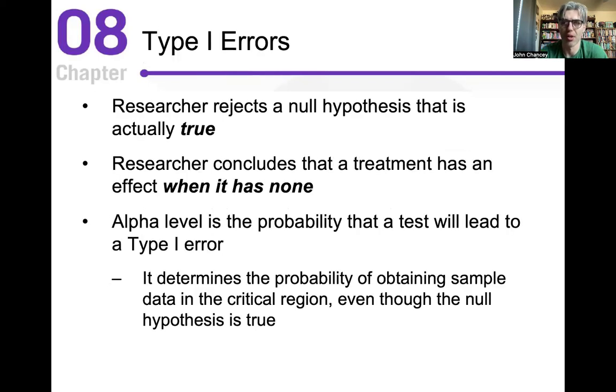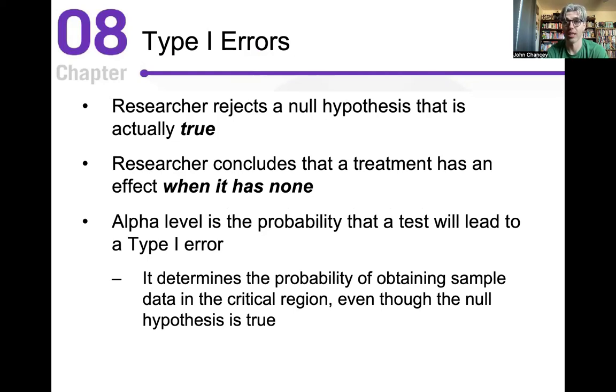The two that we're going to focus on for this chapter are type 1 and type 2 errors. Type 1 is when the researcher rejects a null hypothesis that is actually true. The researcher is concluding that a treatment has an effect when in fact it does not have an effect. The alpha level is the probability that our test leads to a type 1 error. It's determining the probability of obtaining sample data in our critical region even though the null hypothesis is true.